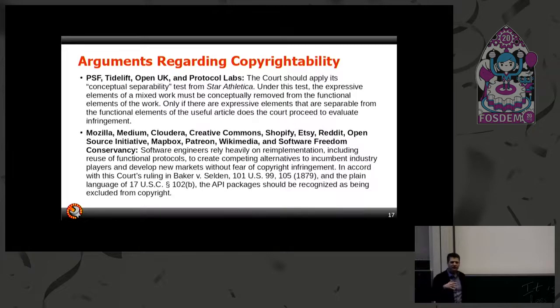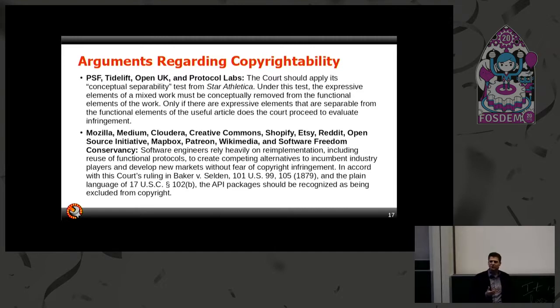A lot of people in this room were associated with some of the briefs here. These were essentially the open source organization-related briefs. The PSF, Tidelift, OpenUK, and Protocol Labs brief said, you know what? We already have this concept of a mixed work in copyright. It is a useful article. You've already thought about how to separate useful articles from copyrightable stuff. Just apply that test.